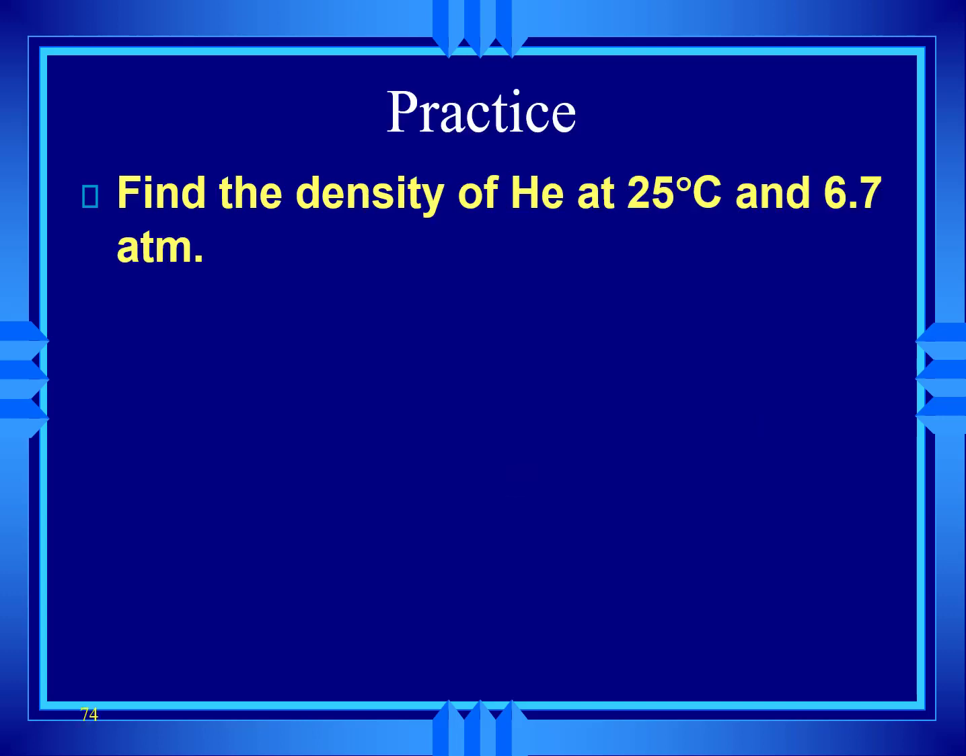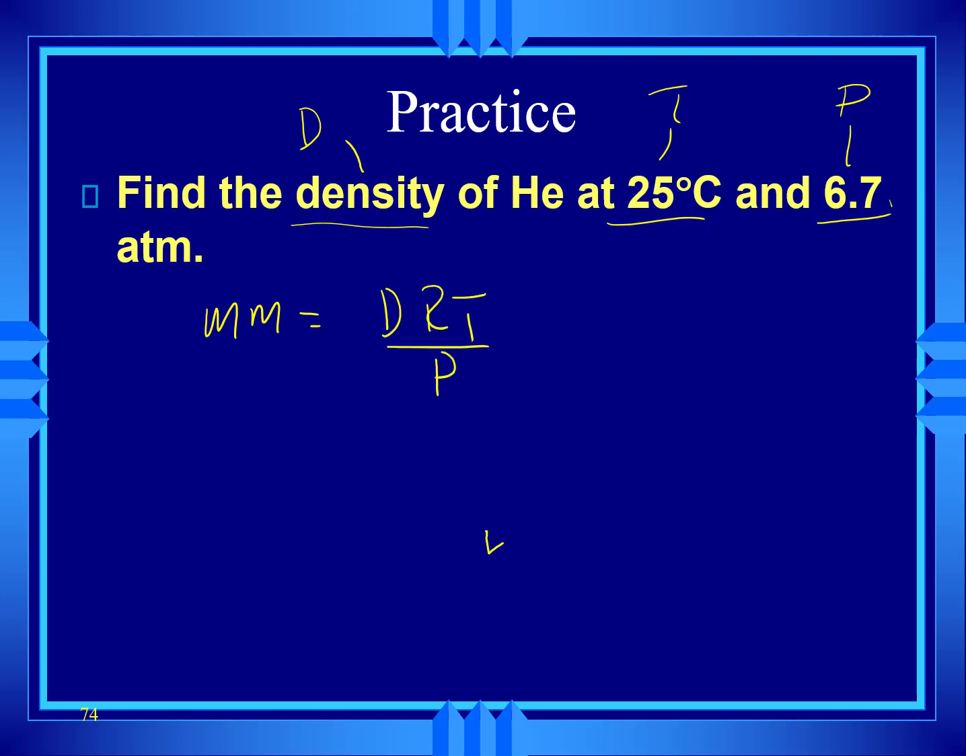So find the density of helium at 25 degrees Celsius. Since they want density, they tell you one temperature and one pressure, 6.7 atmospheres. So molar mass equals dRT over P. So I've got to get d by itself, so I multiply both sides by P. And divide both sides by R and T.